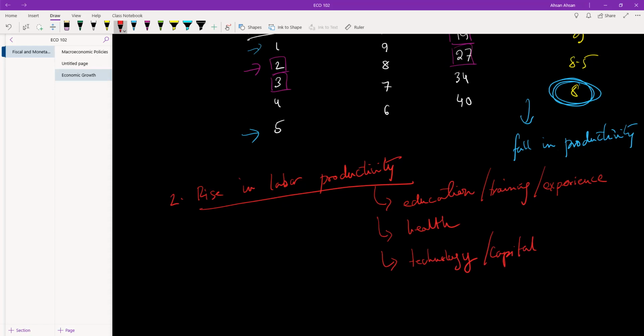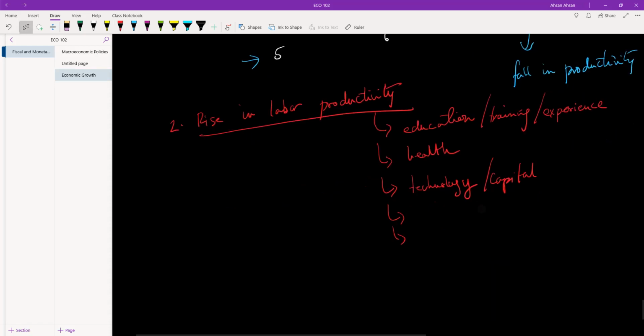Then you buy a jackhammer, and instead of a hammer, your worker starts using a jackhammer, and that makes him more productive. It's the same worker, but he's going to give you better outputs, higher outputs. So there are many different ways in which labor productivity can increase, but by a rise in labor productivity, what I mean to say is that the same worker can now give us more output.